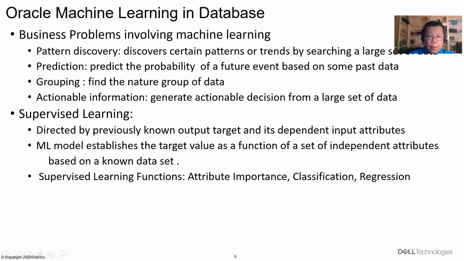If we look at it deeper, a lot of business is related to machine learning. For example, pattern discovery. Businesses tend to use a lot of historical data, large sets of data, to find a pattern or make a prediction, to predict the future based on historical data. For example, they can predict the probability that next quarter we could have better sales.